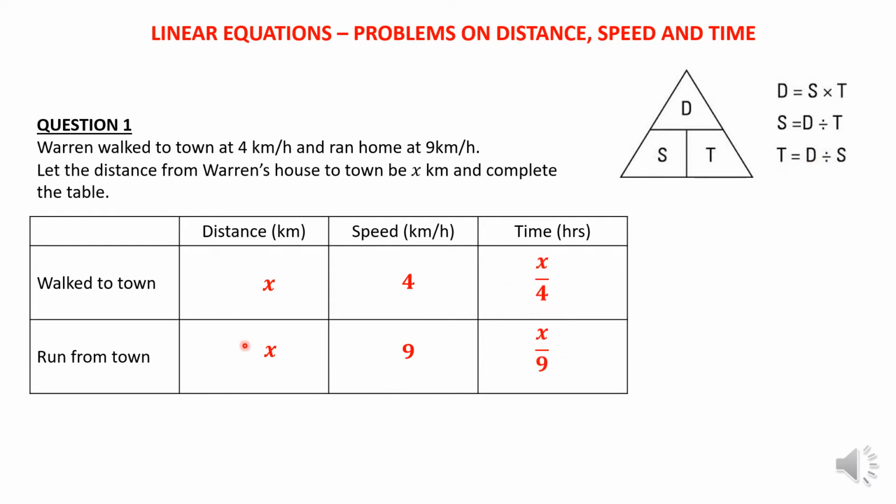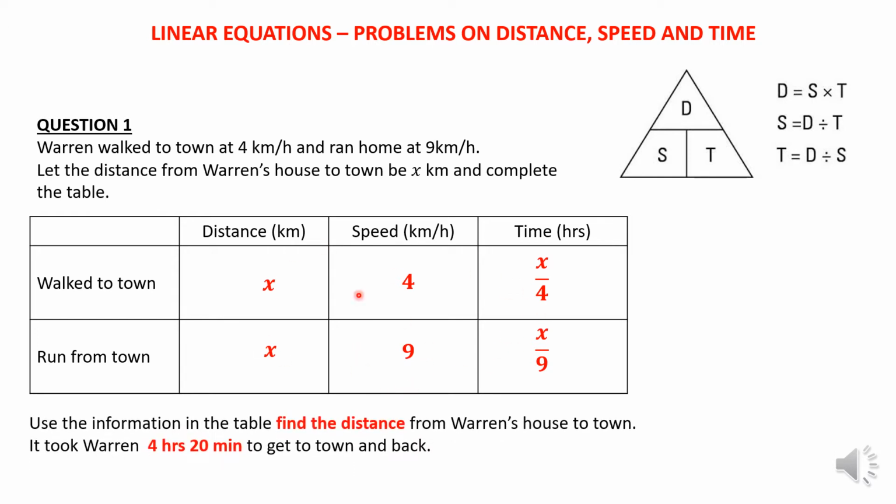Okay, so this is how you complete that particular table, and from this table we are supposed to find the distance from one's house to the town. So we have to find x, but we're also told that it took him 4 hours and 20 minutes to get to town and back. Now what you need to understand is that this time here should be in hours. So the best thing to do before you continue is to make your units the same. Everything should be in kilometers and kilometers per hour. So the 20 minutes has to be changed.